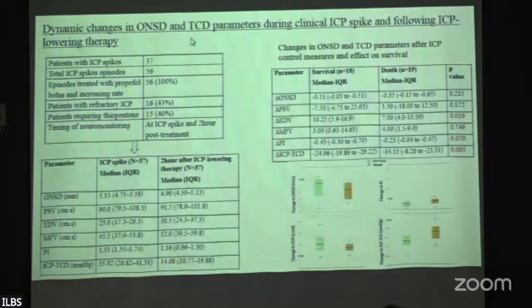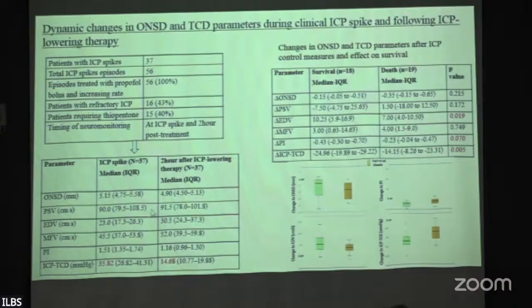And this was the second objective. We checked the dynamic changes in ONSD and TCD during clinical ICP spike and following the ICP lowering therapy. There were a total of 37 patients, out of which 56 had ICP spikes, and we used propofol initially, and later in refractory ICP we used thiopentone. The patients who had a clinical ICP spike had higher ICP-TCD and higher PI value.